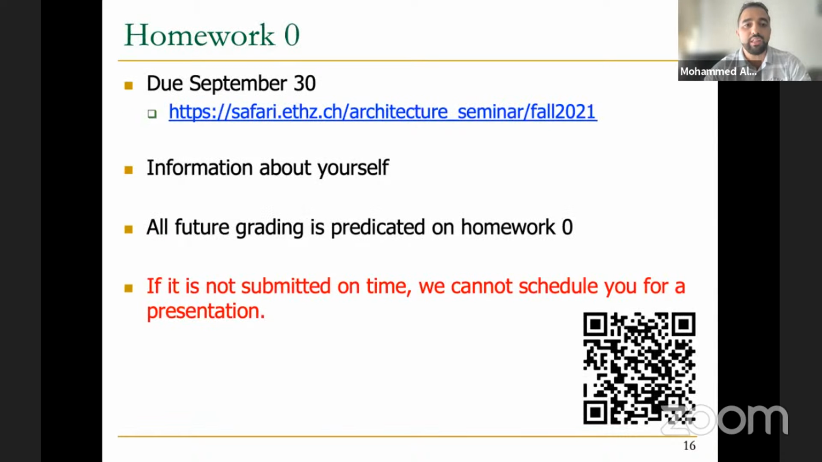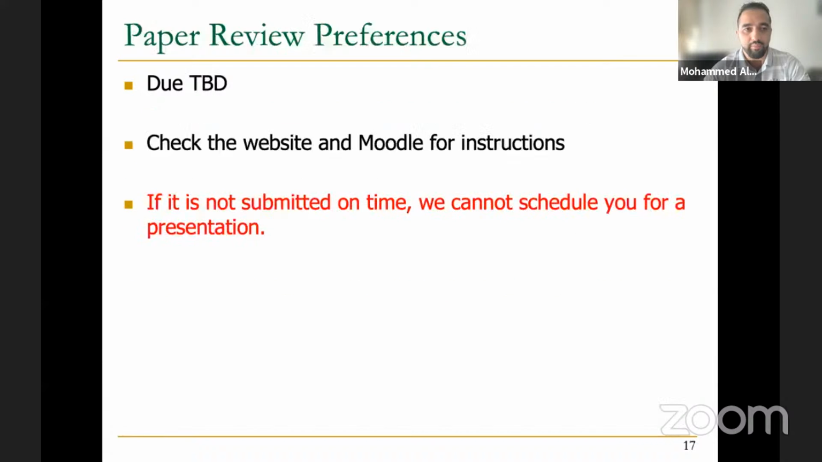So we already mentioned in the email that we have homework number 0. We won't have other homeworks. This is the first and the only one. And the due date is September 30. Just information about yourself. Very simple questions. You need to answer them while you're taking the course, and that's it.